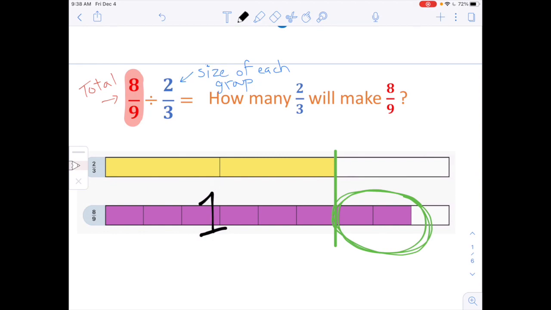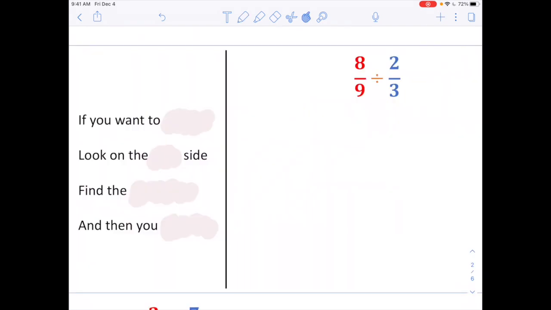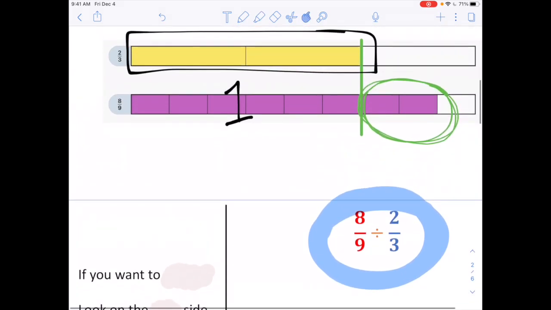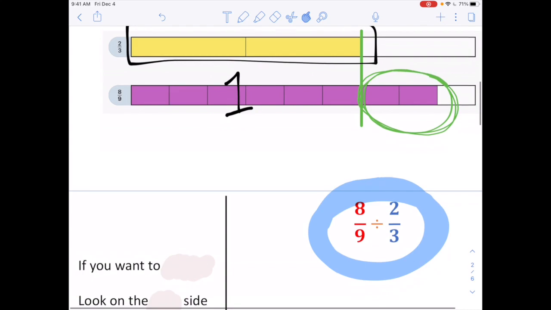So this yellow group, this is what I'm asking. How many of these yellow things can fit inside all of that purple? It can fit inside one time with a little left over. So our answer to this problem should be a little bit more than one. So let's try it out. Here's the exact same problem that we did above. 8/9 divided by 2/3, or how many 2/3 are in 8/9? And we just said the answer should be a little bit more than one. A little more than one of those yellow chunks will fit inside that purple part.